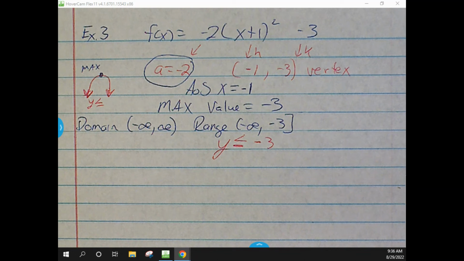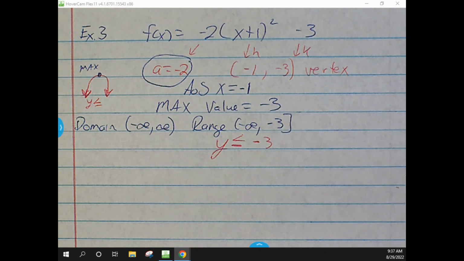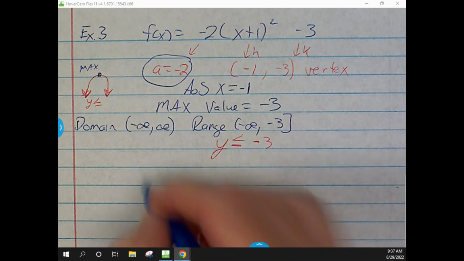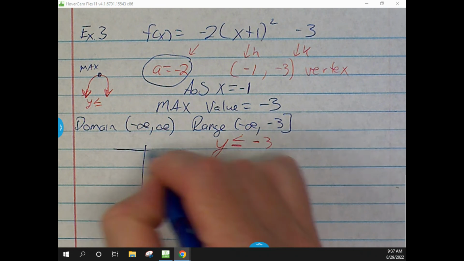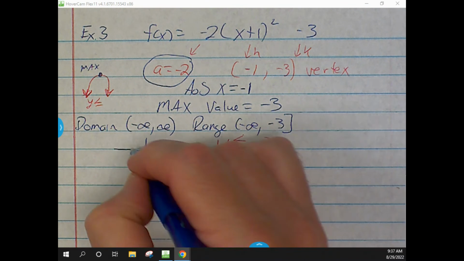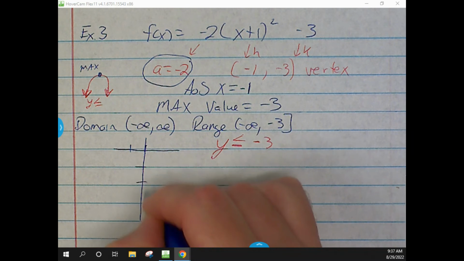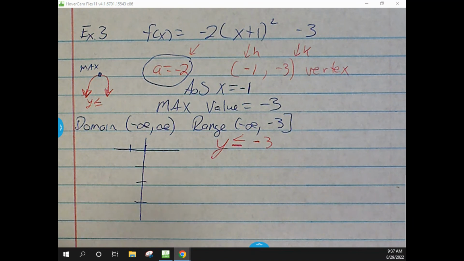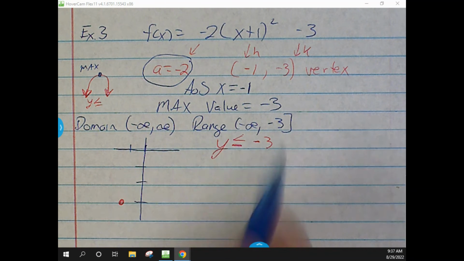Okay, so make sure we got everything. We got vertex. Yep. We got axis of symmetry. Yep. We got domain and range. Yep. We got the maximum. Oh, and then we just got to sketch it. Okay, so then quick sketch. We're at -1, -3, so we need a little room up here at the top left. Like that. So -1, -1, 2, 3. That would put that point right there.